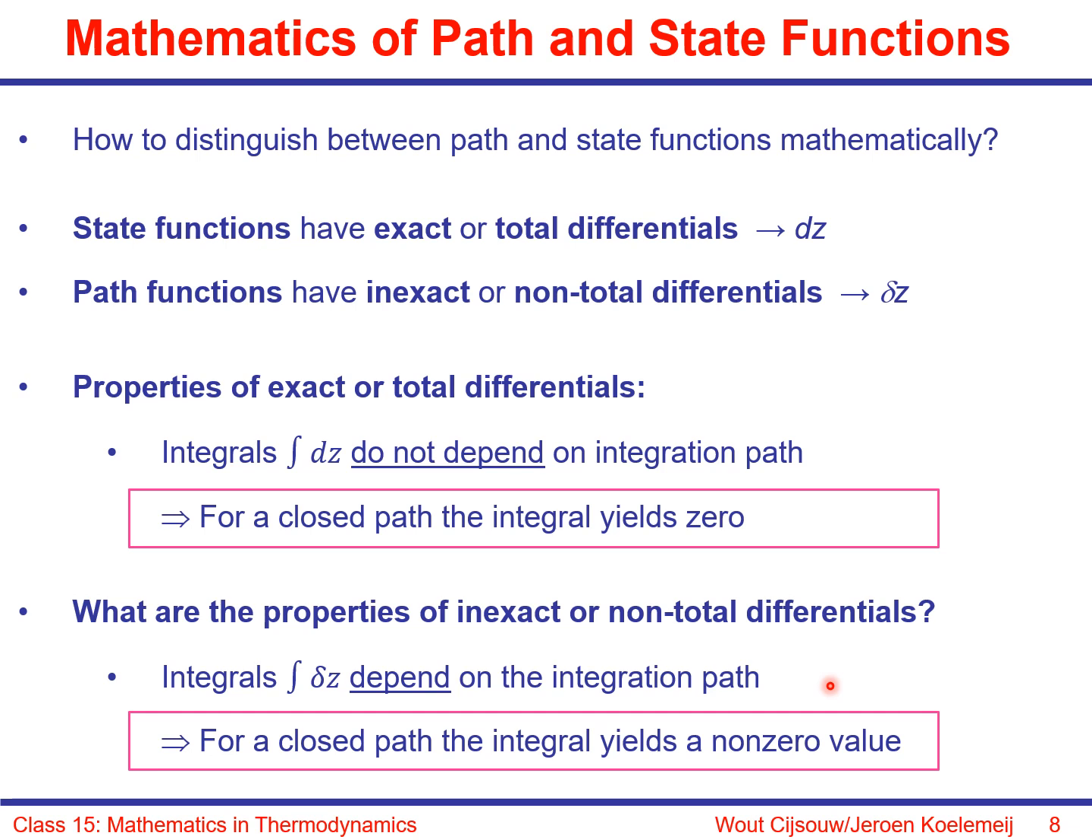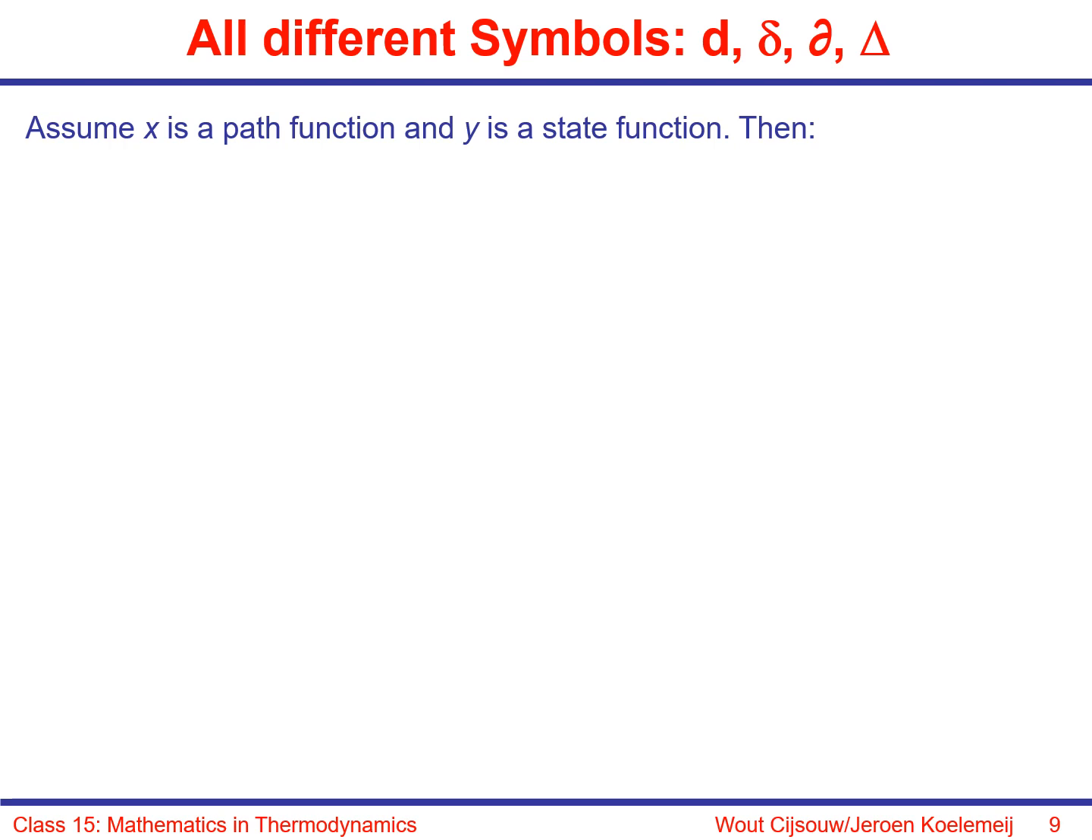And in fact, if you do a line integral along a closed path, this integral will yield a value that's non-zero in general. By now, we've come across quite a zoo of different d's: a straight d, a Greek delta, a curly d, a capital Greek delta. So let's try to get an overview of what these are exactly.